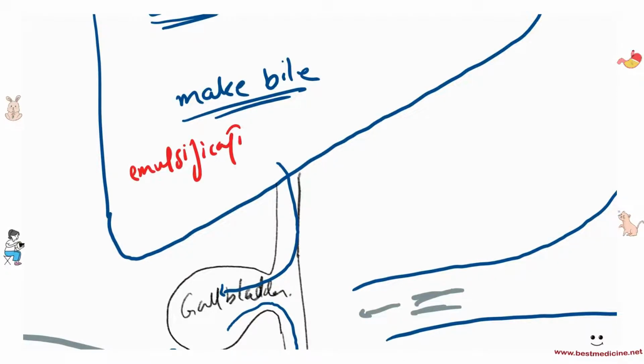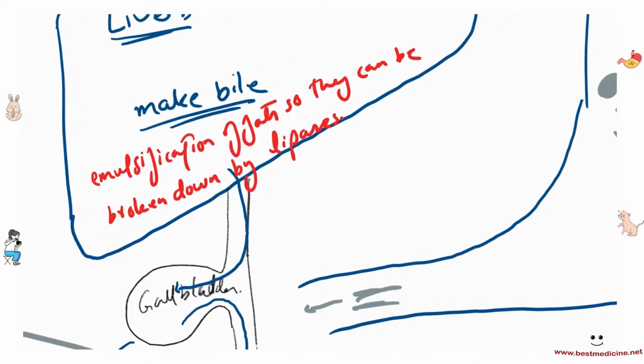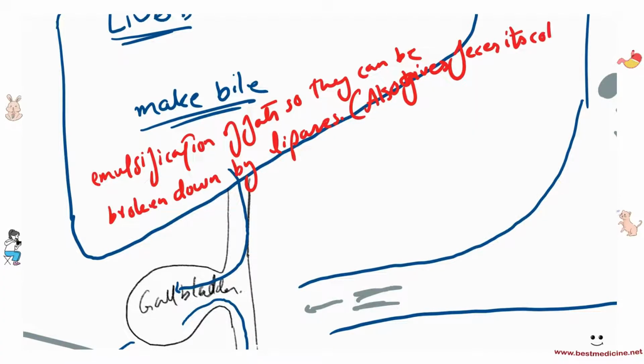Emulsification of fats, so they can be broken down by lipases. Bile is also very dark in color, dark orangish in color, so it helps give feces its color. Writing in brackets: also gives feces its color.